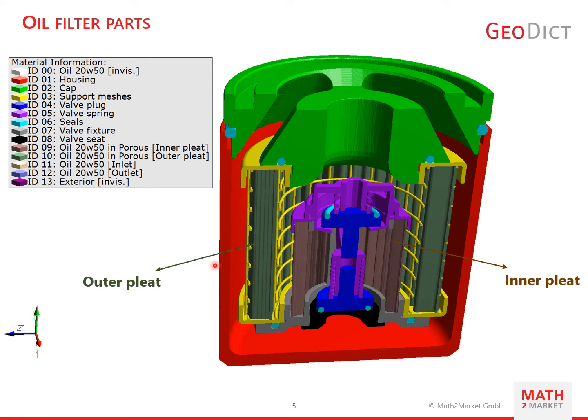This is also a porous part, and we also need to define the inlet and outlet planes. Here again, as mentioned, on the top, right and left are the inlet planes, and here in the middle is the outlet. For better visualization, they are not shown here. And we have an exterior as material ID 13. This is the volume between the filter and the computational domain box.